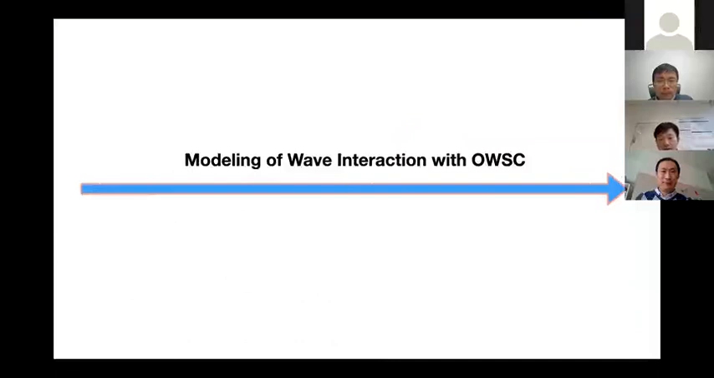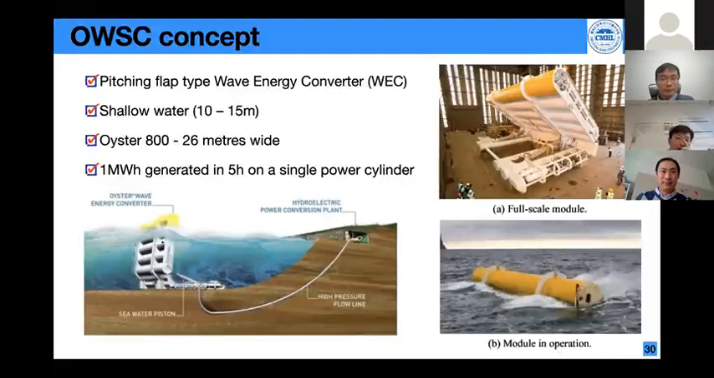So we have shown that the present solver can accurately simulate fluid-structure interaction, and it can also simulate multi-body dynamics by coupling with Simbody. Then we will do the simulation of wave interaction with an oscillating wave energy converter. So this is the main concept of the oscillating wave energy converter. It has two parts. This is the oscillator. It will be put in the water, in the sea, and this is the basin.